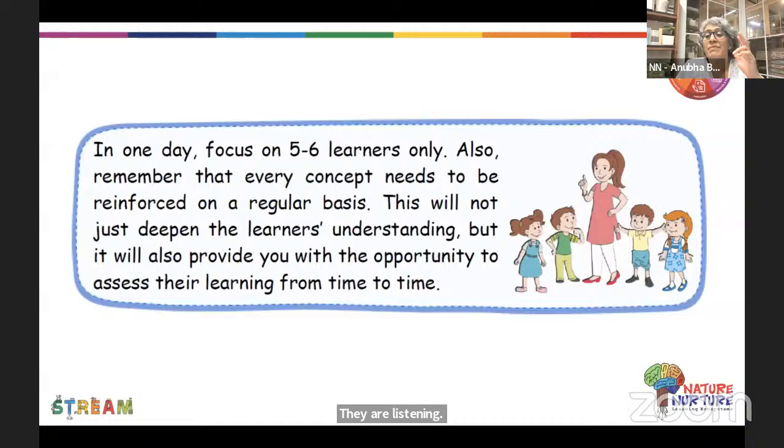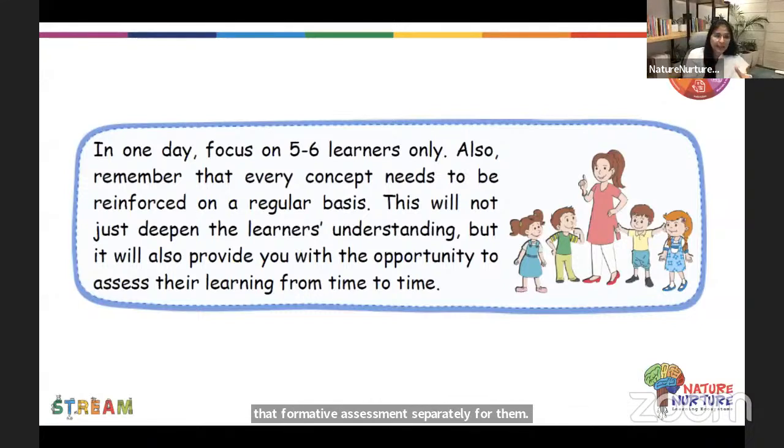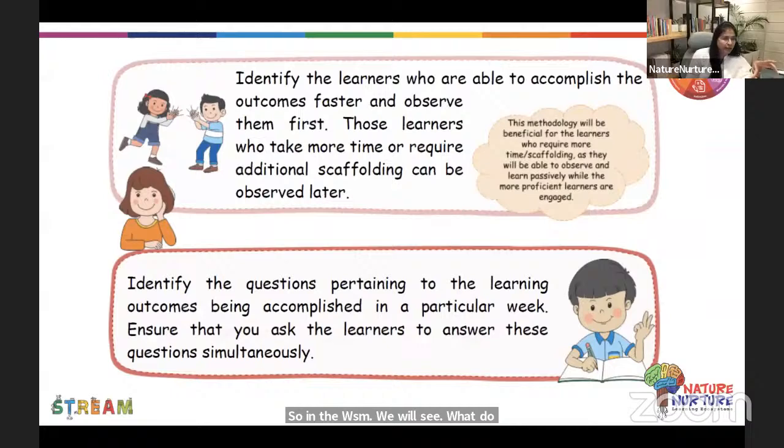So what you're saying, ma'am, is that during the teaching learning process, if of my 30 learners, 10 are able to answer regularly, I do not need to take that formative assessment separately for them. Right. So if I am assessing that my learner is ready to speak in complete sentences using correct sentence structure, this is a learning outcome for NNLP4 child. So let's see what we see in the WSM. But before that, we will quickly go through the other guidelines also.